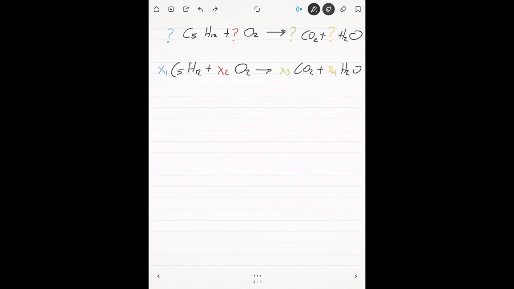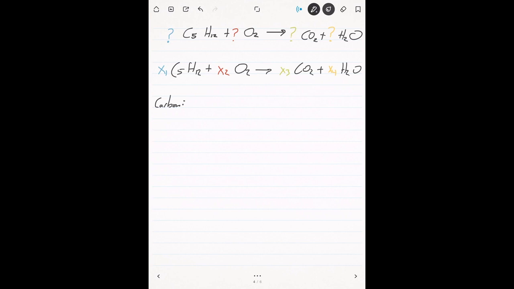And remember, it's the conservation of mass. I want the same number of carbons on both sides, and I want the same number of hydrogens and oxygens on each side as well. So let me represent that a little more in depth. Let me make sure I get the right color here. And I'm going to label a carbon equation.